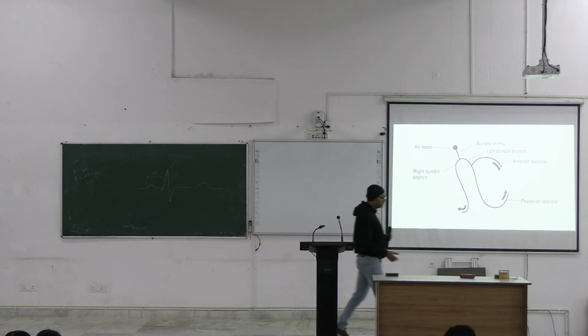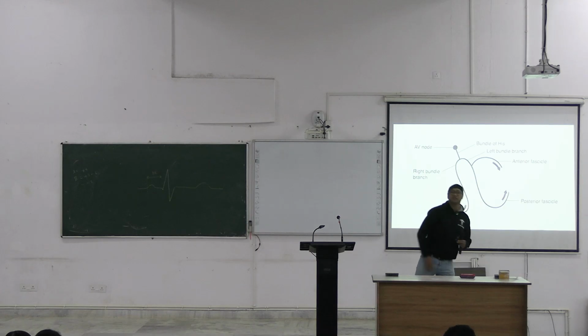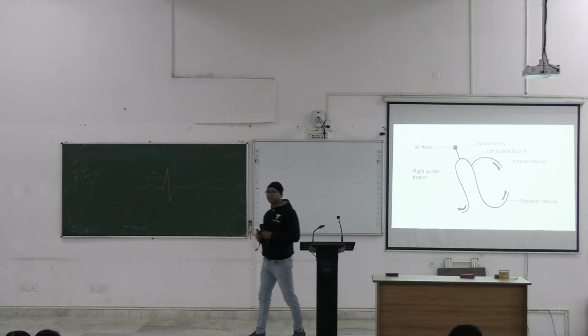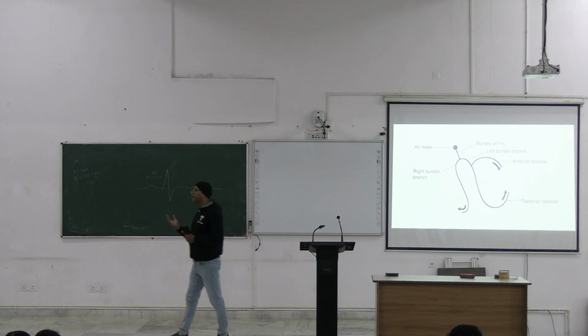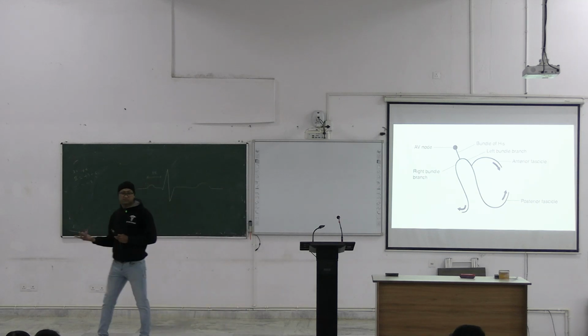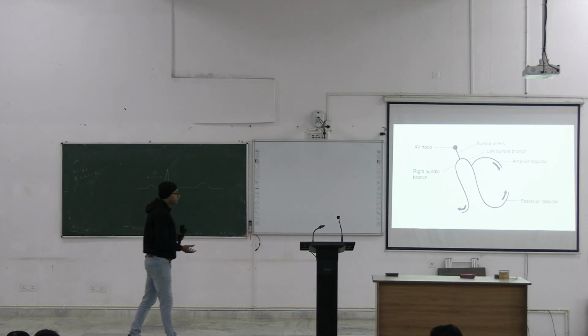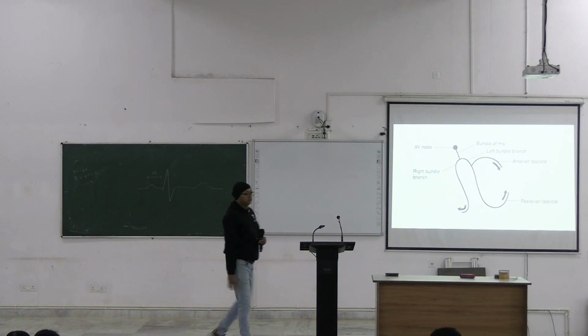What does PR interval mean? It is the time duration that is required for the action potential to travel from atria to ventricle. Okay, from atria to ventricle. It is the time duration taken by the action potential to move from atria to ventricle.